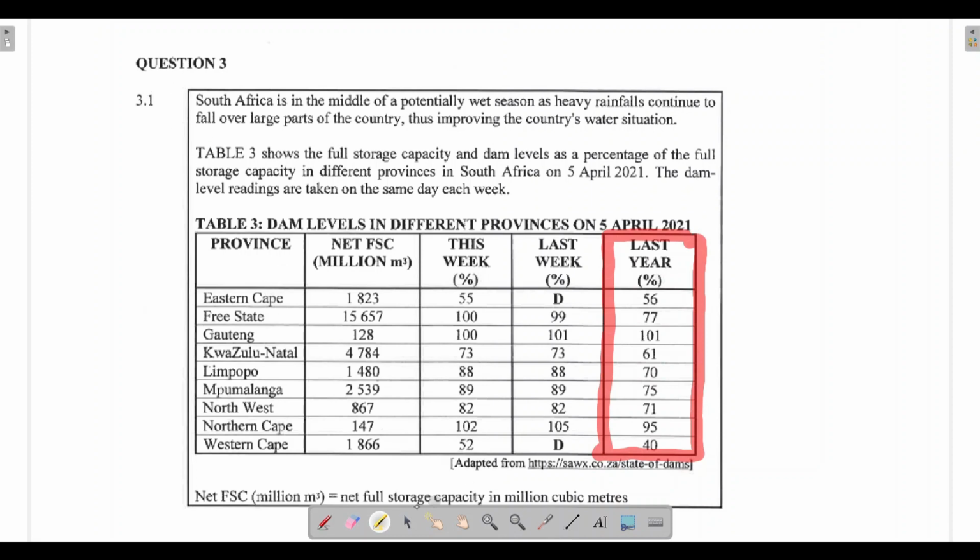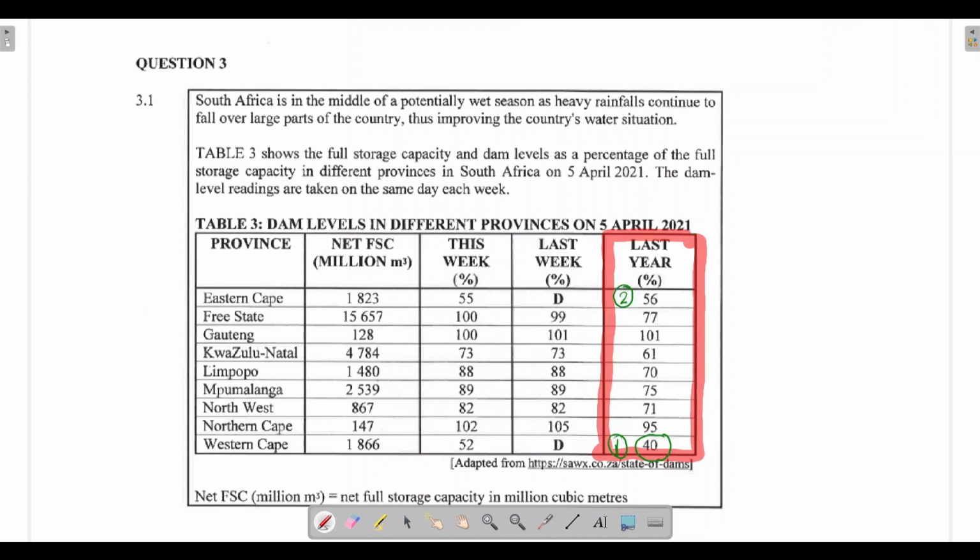I hope I didn't lose anyone there. Okay, so let's just do that. Let us arrange this in descending order. Guys, please remember, descending order is from the lowest to the highest, right? So what is the lowest percentage for last year, right? So the lowest percentage is 40%. So that is going to be our first one, okay? Okay, what is the second lowest? The second lowest, you can see that, okay, it's 56%.